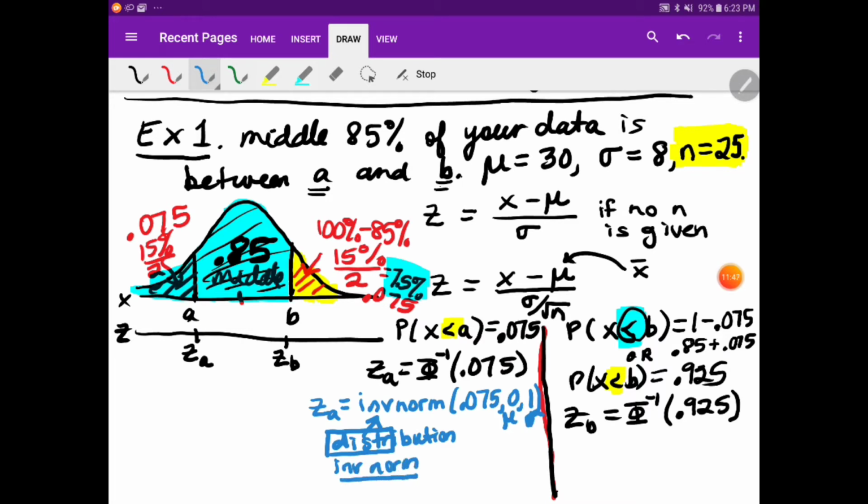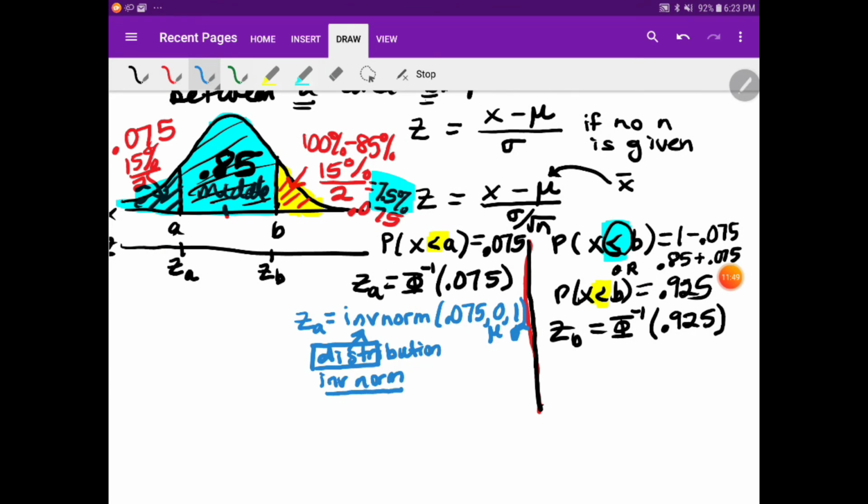So I'll go there right now. Usually I do all the calculator work at the end. I'll go there right after I write this one. So this calculator will be ZB, and this will also be, on the calculator, inverse normal. And I'm going to give it 0.925, comma 0, comma 1. So that's my plan. Same thing, inverse normal is on the distribution menu on my graphing calculator. So I'm going to do that right now.